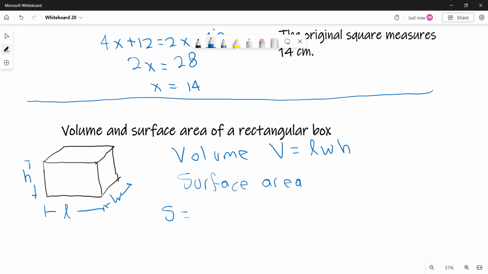The top and bottom, from this perspective, the area of the top and bottom are both length times width. So that's going to be 2 times length times width. The front and back, if we see the box from this view, would be both length times height. And the left and right sides are both width times height. We have 2 of those. So that's the formula for the surface area.